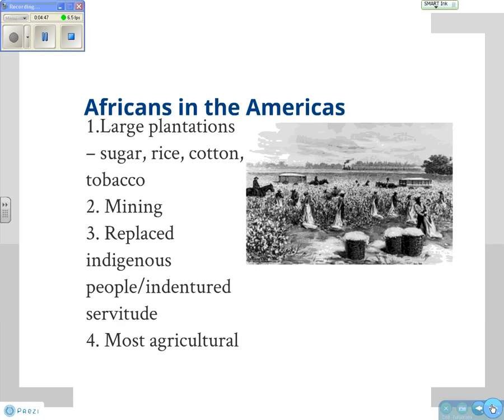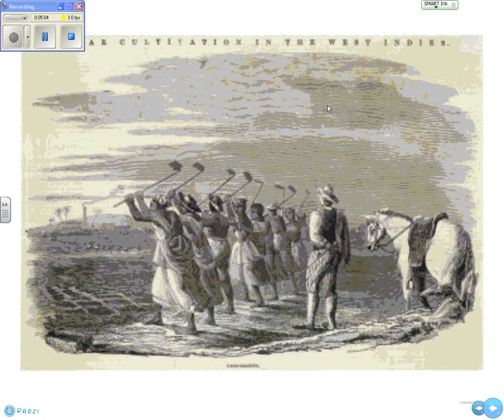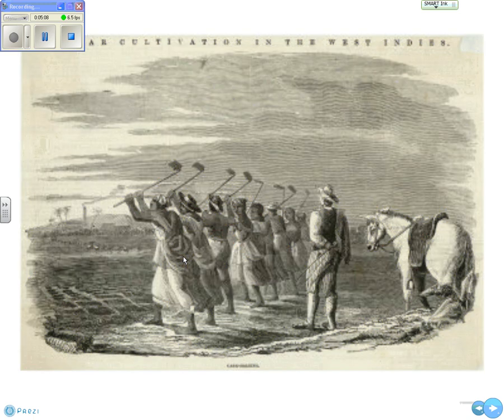Okay, what kind of jobs did slaves in the Americas do? Well, first of all, you've got the large plantation work. The big, profitable early one is sugar, later rice, and cotton and tobacco are also ones. We've got a picture here of what is supposed to be cultivation of rice in the West Indies, or not rice, I'm sorry, sugar. It shows them with hoes. They're going to dig in a line with their overseer, their master.